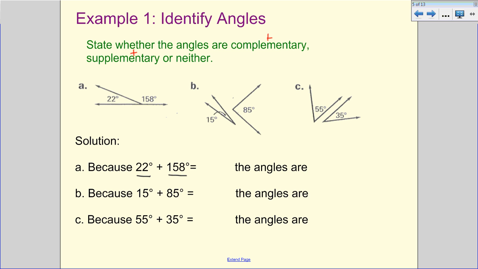So 22 plus 158 is 180. You can use your calculator. Because it equals 180 degrees, the angles are what we call supplements.